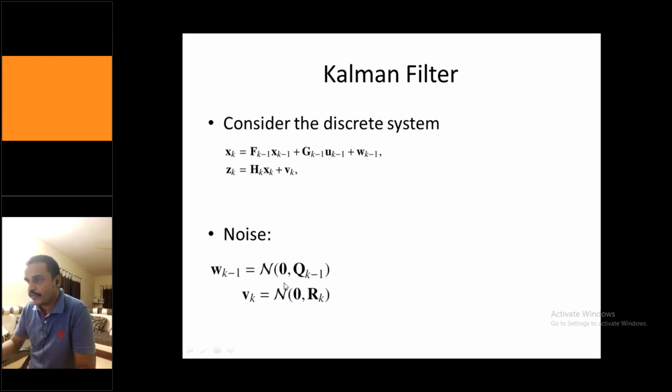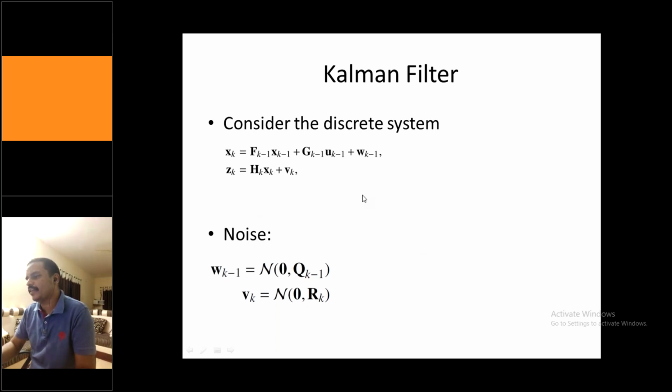This noise follows a normal distribution with zero mean, and qk minus 1 is the covariance of this noise. That means, in colloquial language, if Q is very large, then the noise is very high. And this vk is called the measurement noise, and the corresponding covariance of the measurement noise is Rk.